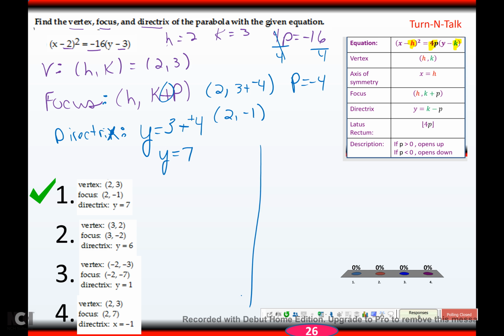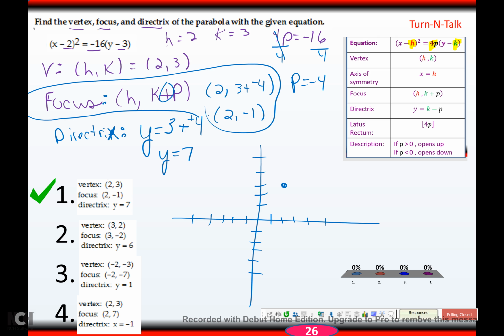If I was graphing this, I've got a vertex at (2, 3). I've got a focus at (2, -1). I have a directrix at y equals 7. 1, 2, 3, 4, 5, 6, 7. And that's a dotted line. Notice the distance between the directrix and the vertex and the focus is the same.